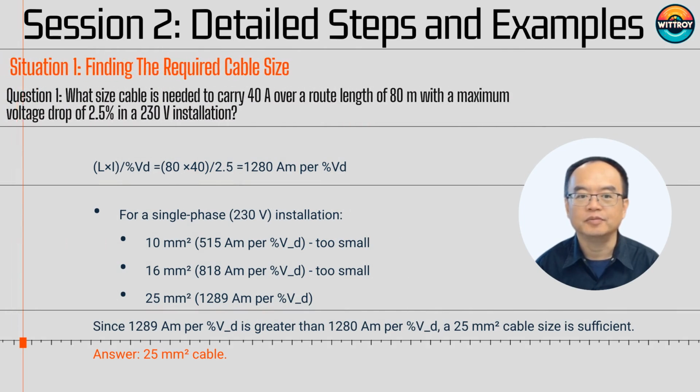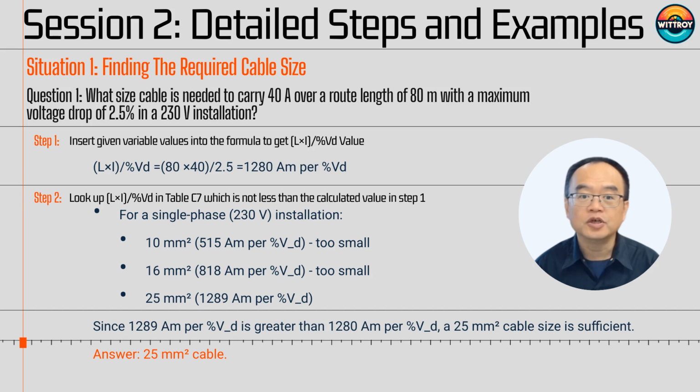Session 2, Detailed Steps. I will use example questions to go through each detailed step. Situation 1, finding the required cable size. For our first example question, we'll determine the minimum cable size needed. Let's say we need to carry 40 amps over a distance of 80 meters with a maximum voltage drop of 2.5% in a 230 volt installation. Step 1, we calculate the value by multiplying the route length and current, then dividing by the allowable voltage drop percentage. We find that the value is 1280 ampere meters per percentage voltage drop.